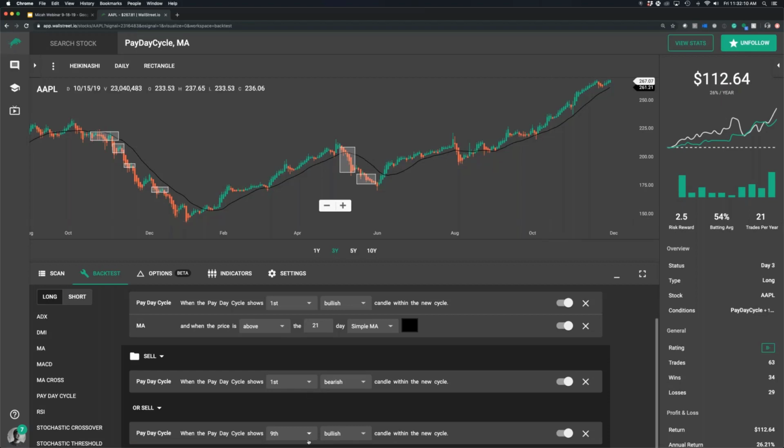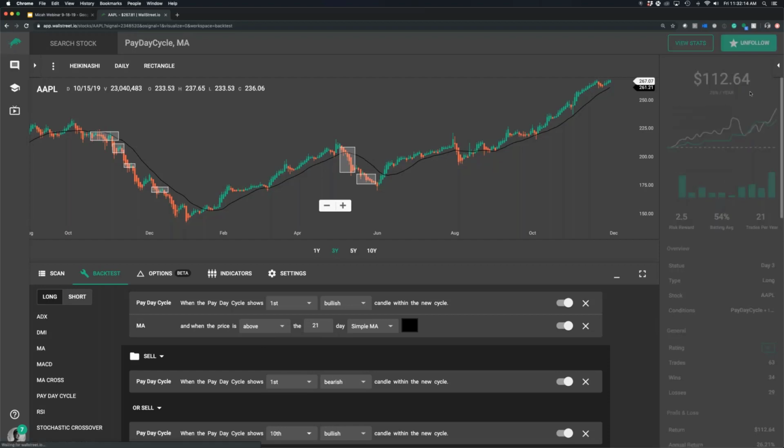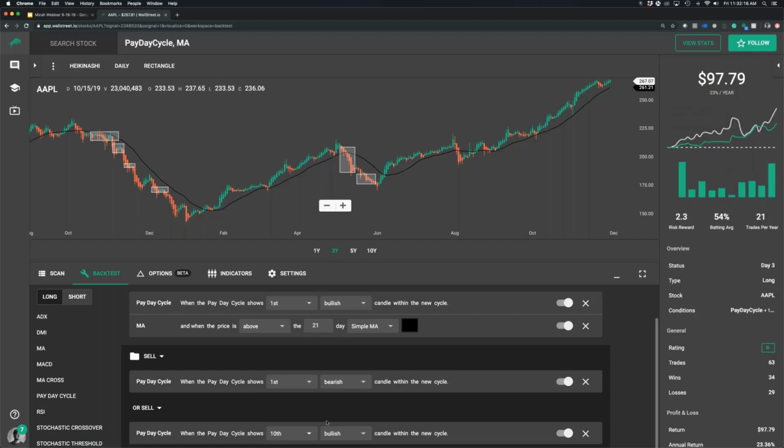But look, if you start waiting too long, on day 10, the results really suffer. Look at that drop. And if you start selling too early, like on day 5 or 6, the results suffer. You're not giving yourself enough time. So day 7, 8, 9 is kind of the sweet spot to sell and take profits on your payday cycle trades.